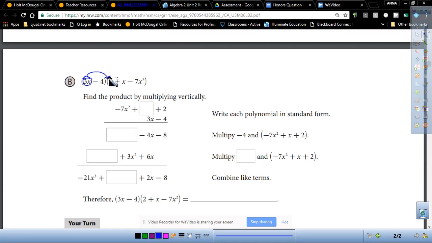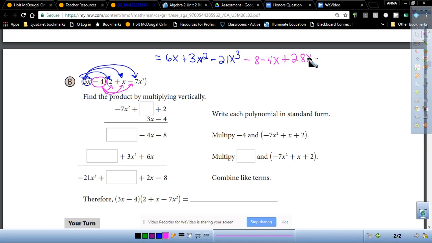So I'm going to get 3x times 2, and 3x times 2 is 6x. 3x times x, that's 3x squared. 3x times negative 7x squared, that's negative 21, and x times x squared is x cubed. Then I move to my second term, and notice this time my second term is a negative, so that's negative 4. So I have to distribute the sign as well. So I get negative 4 times 2 is negative 8. Negative 4 times x is negative 4x. And negative 4 times negative 7x squared is positive 28x squared.